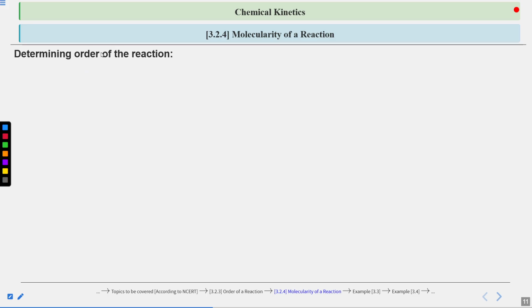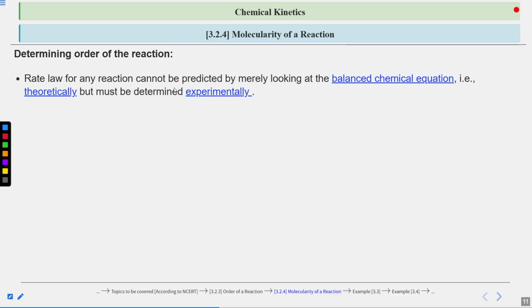Now let's talk about the determination of the order of the reaction, that is, how can you tell the order of the reaction and what is the process. The rate law for any reaction cannot be predicted, theoretically, by merely looking at the balanced chemical equation, but must be determined experimentally. We cannot write the rate law theoretically; we need to check the rate of the reaction experimentally, because the rate law for the reaction is determined experimentally rather than theoretically.